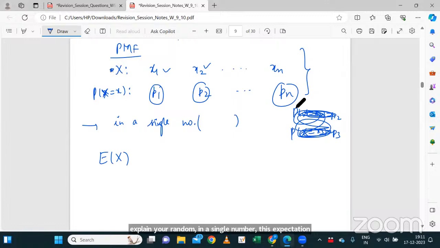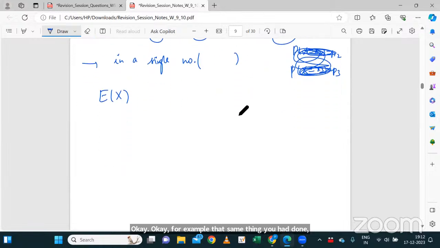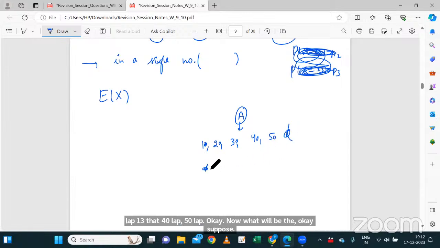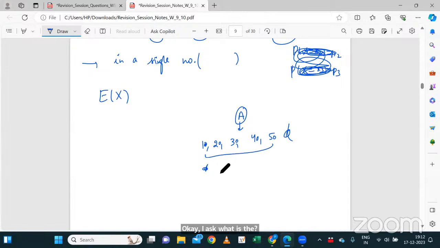For example, the same thing you did in week 3 and week 4. Suppose there is university A. In that university, 5 students got packages of, let's say, 10 lakh, 20 lakh, 30 lakh, 40 lakh, 50 lakh. Now I ask you to explain this in a single number. Then what would you prefer? You will simply tell me the average annual package.